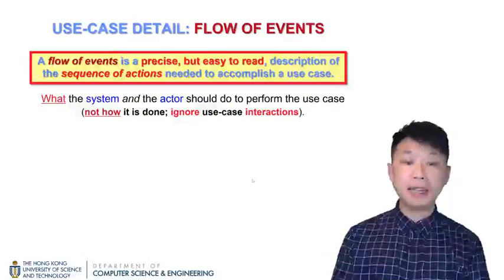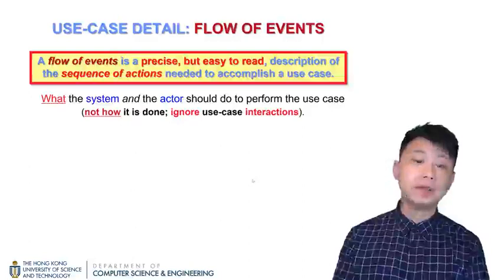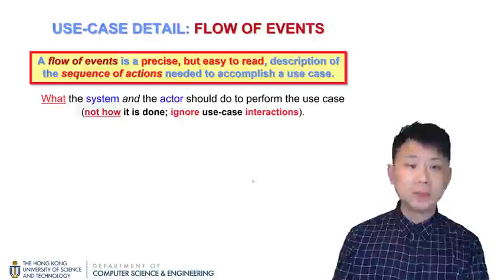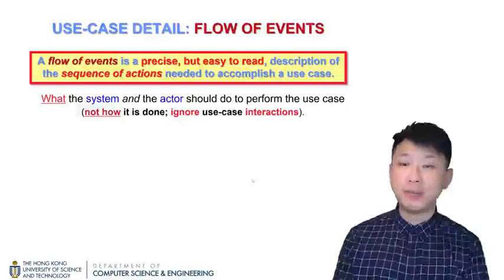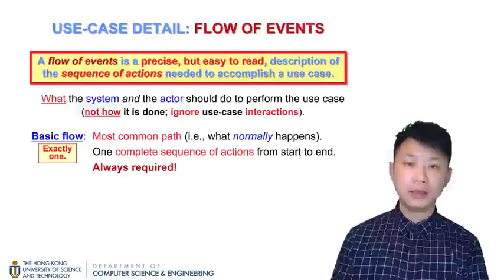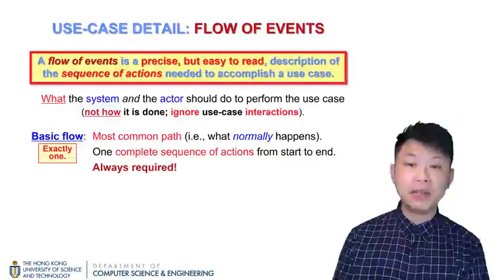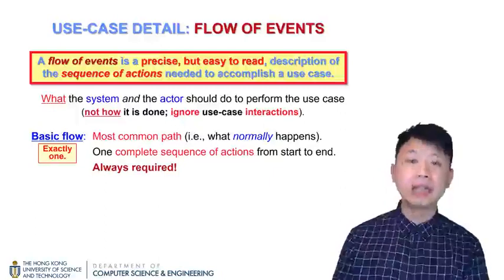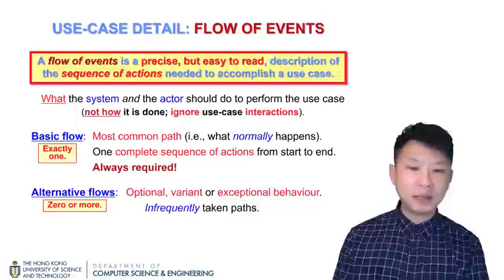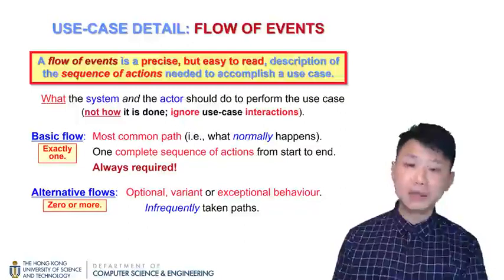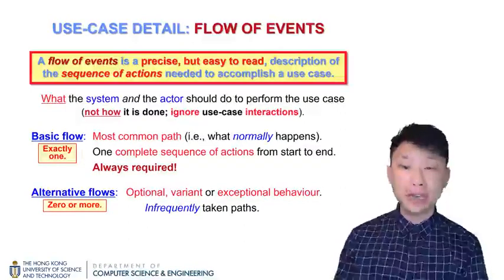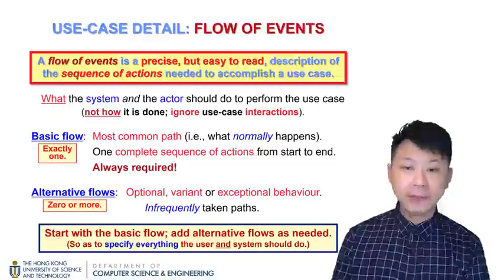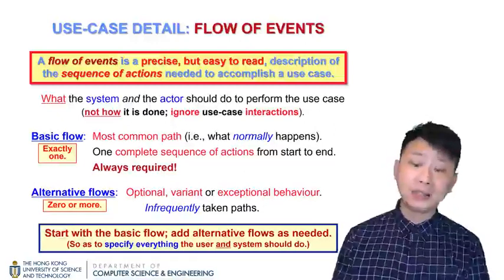And a flow of events is a precise but easy to read description of the sequence of actions needed to accomplish within a use case. So we have to specify what the system and the actor should perform within the use case. You have to specify the basic flow within a use case. That means what's going to normally happen within the use case. And also you have to specify the alternative flows. That means the optional, variant, or exceptional behavior within the use case. And within a use case specification, we start with the basic flow, and then we try to add alternative flows as needed.